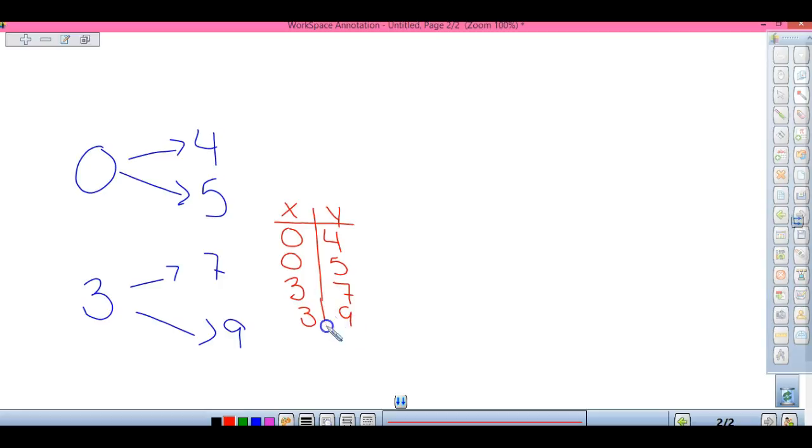So is this a function? No. Not a function because I have repeats in the x. So won't those always be not a function? Not always, because sometimes it'll go to all different numbers.